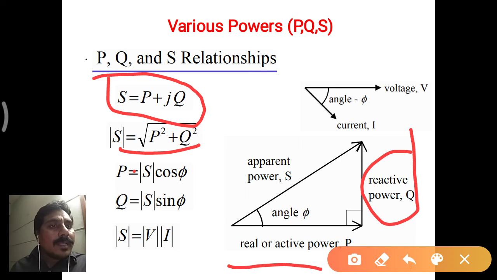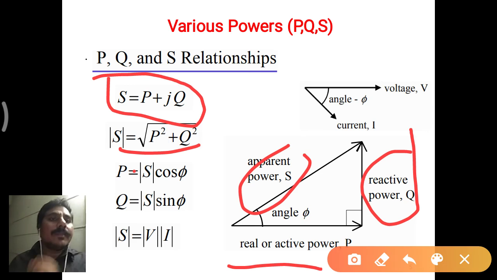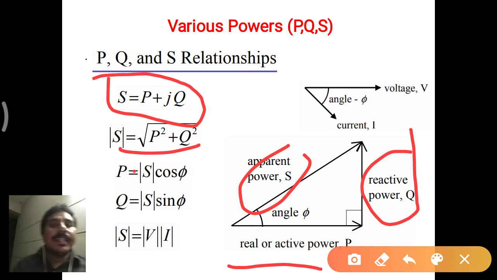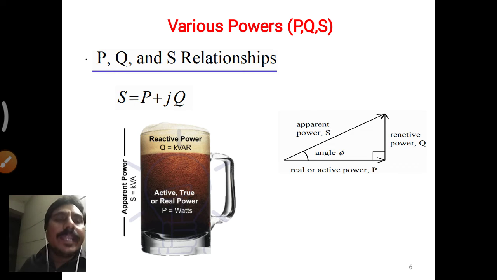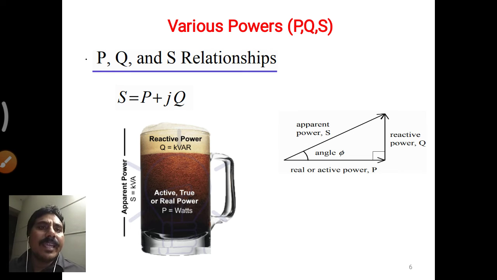And the vectorial summation of the active and reactive power is nothing but apparent power. In that way, we have to give the relation between active power, reactive power, and apparent power. Now, I want to explain the concept of active, reactive, and apparent power.